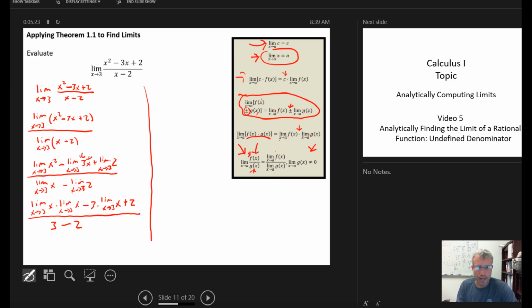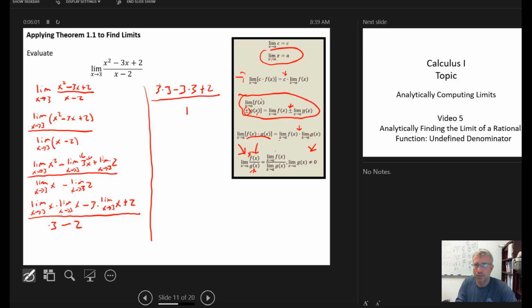So we have the limit as x goes to 3 of x, which means we get to use this tool again. The limit as x goes to any real number of x is the real number. So the limit as x goes to 3 of x is just 3. So we get 3 times the limit as x goes to 3 of x, which is just 3, minus 3 times the limit as x goes to 3 of x, which gives us a 3 again, just like here and here. And I have my plus 2 sitting there. And in the denominator, I have 3 minus 2, which is just 1.